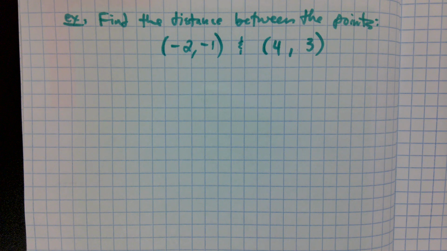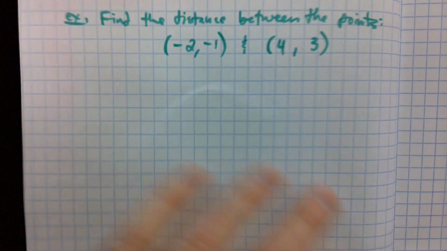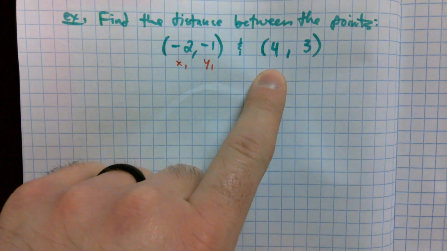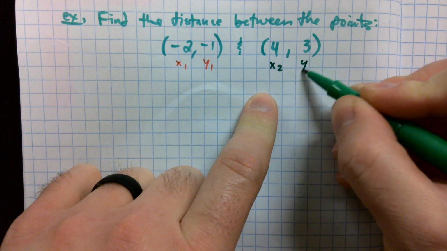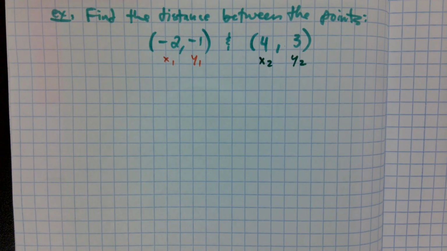The very first thing that we want to do here with these points is label them. We've got to know what goes where. What are we going to call -2? X1. Perfect. What about -1? Y1. How about my positive 4? x2 and y2. Left to right, we always want to label them that way just to be consistent: x1, y1, x2, y2.